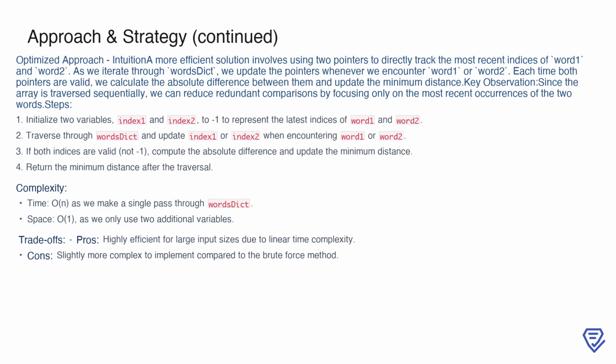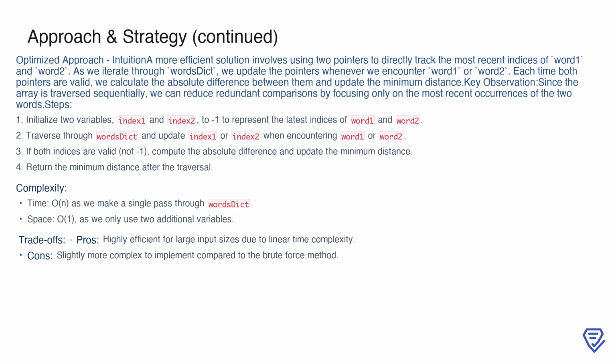Now, let's consider a more efficient approach that addresses the scalability issue. The optimized method uses two pointers to track the most recent indices of word1 and word2. Instead of comparing all possible pairs, we only focus on the most recent occurrences of the two words, which eliminates unnecessary calculations. The process begins by initializing two variables, index1 and index2, to -1. These variables will store the latest indices of word1 and word2 as we iterate through the array. Whenever we encounter one of the target words, we update the corresponding pointer.